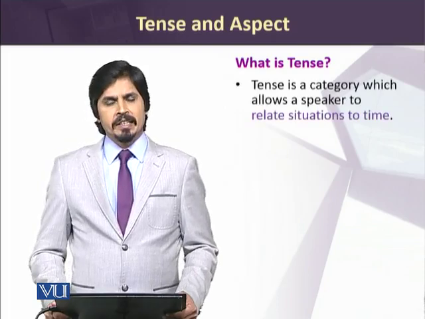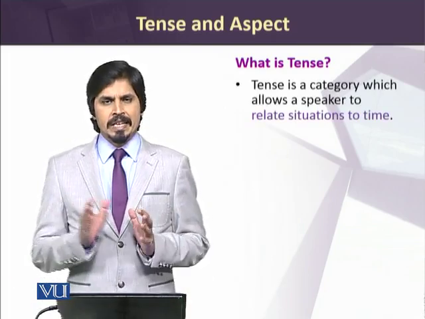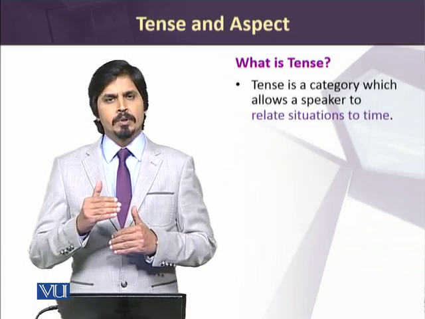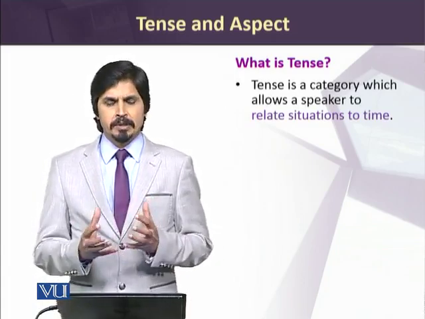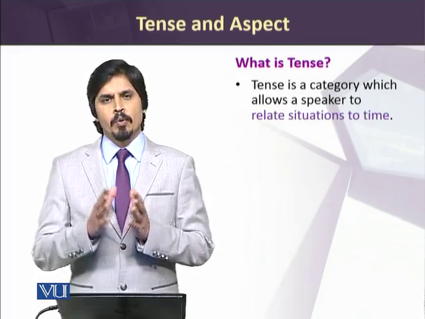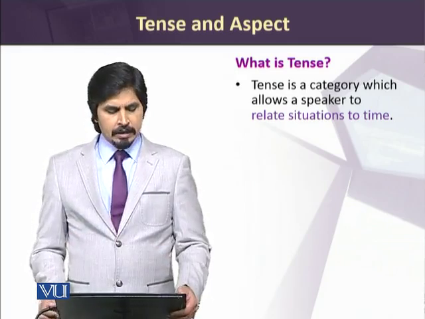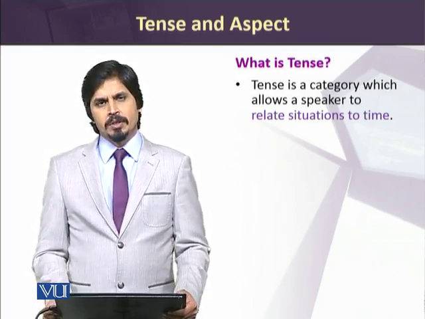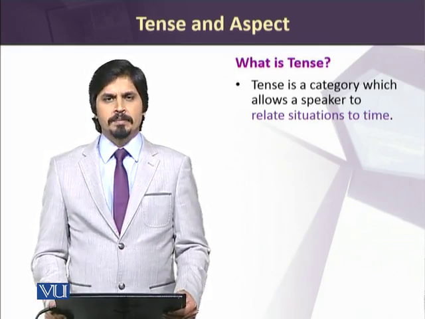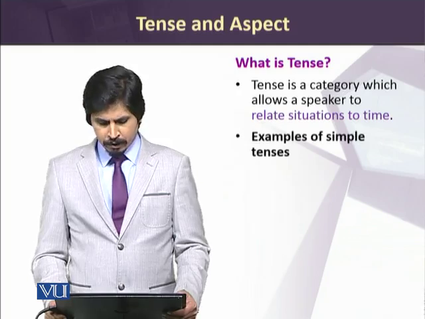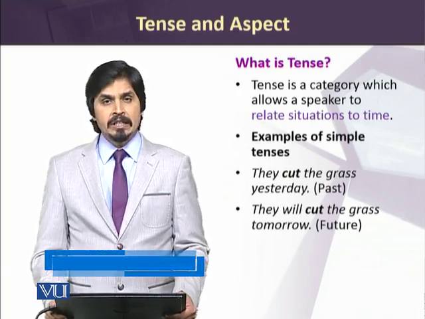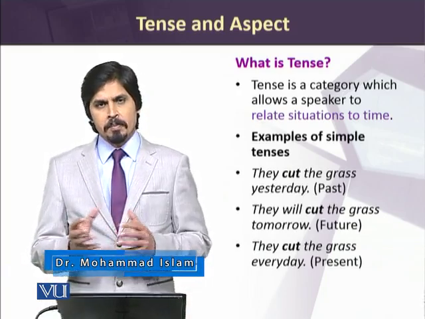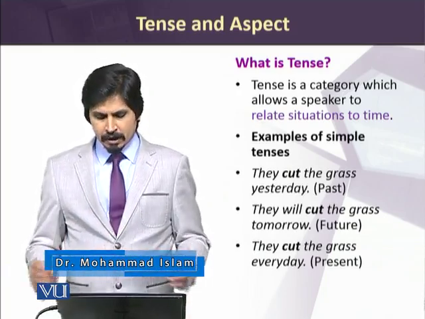A tense is a category which helps us to relate situations to time. And we could relate certain situations expressed by a sentence with its time. And these times are usually categorized in three major types. For example, we have past, present, and future. And in the following examples, you can see that all three major tenses are being represented here.